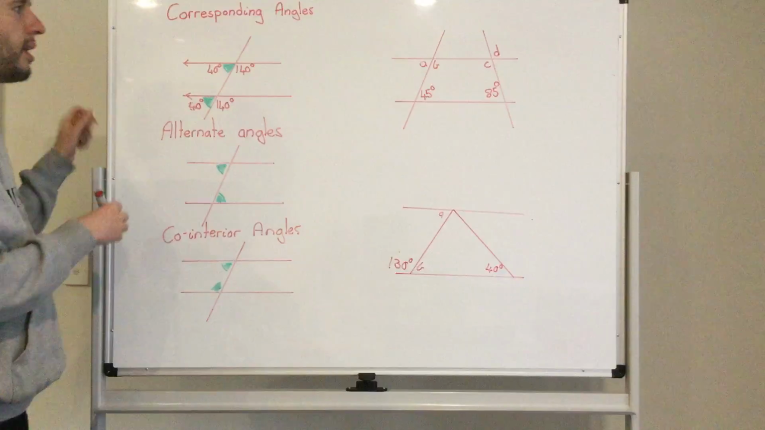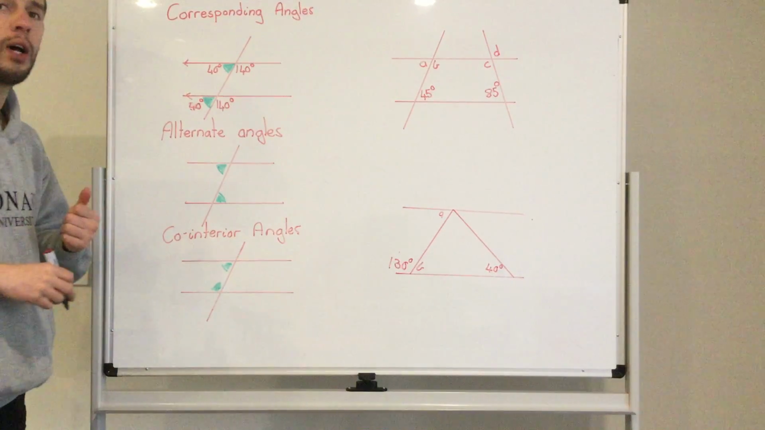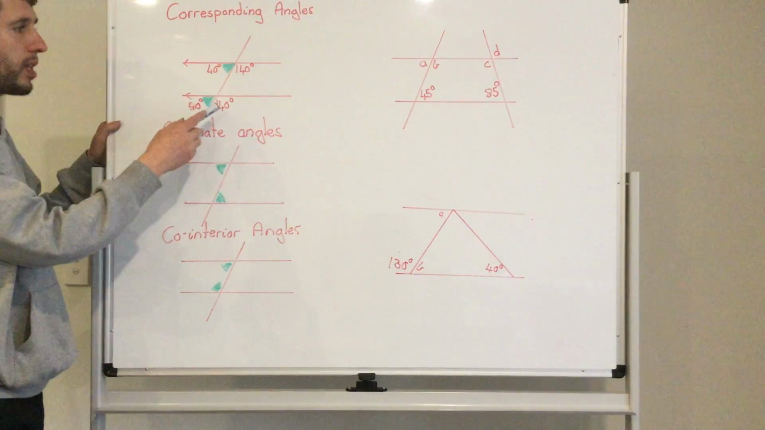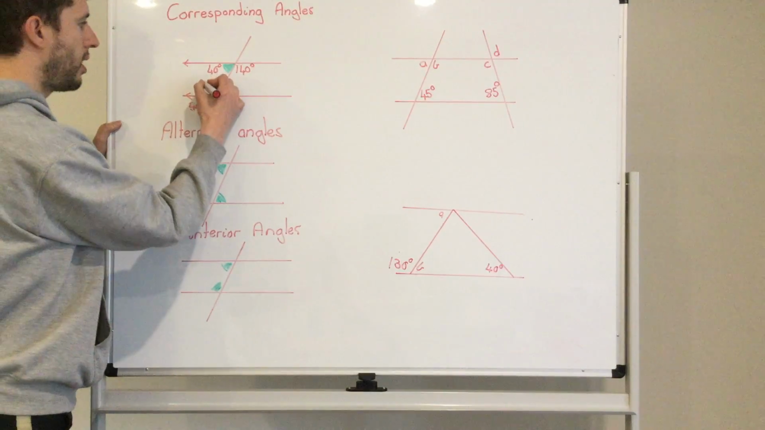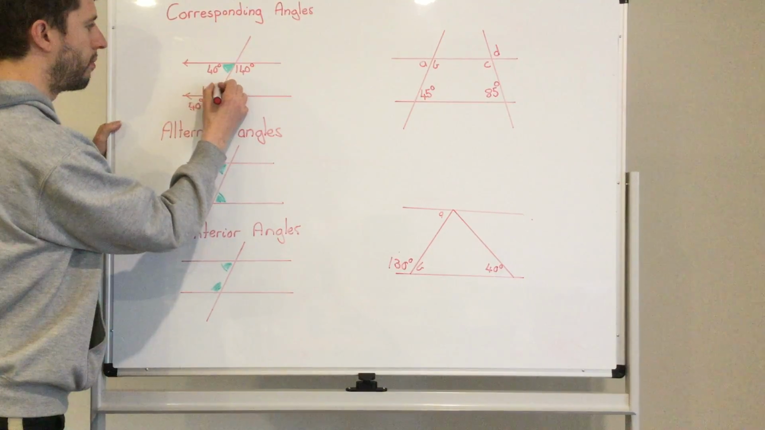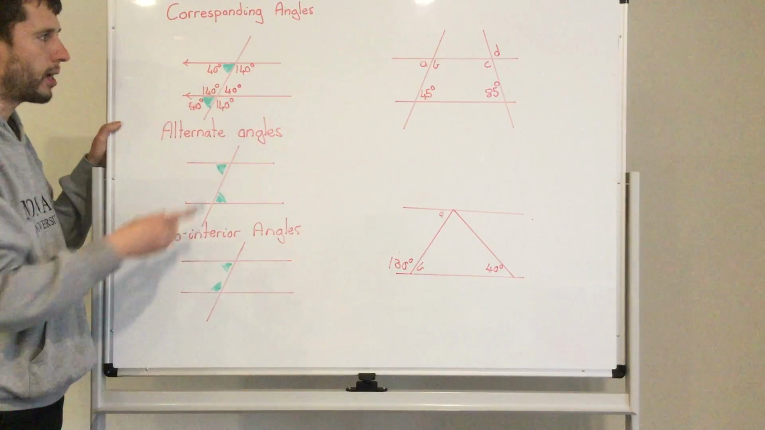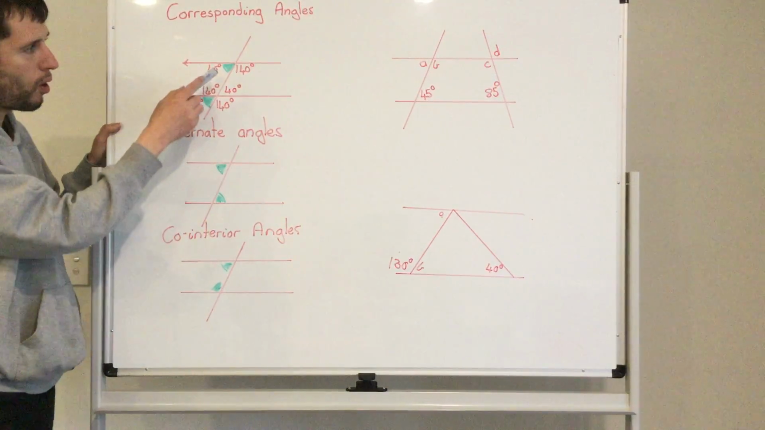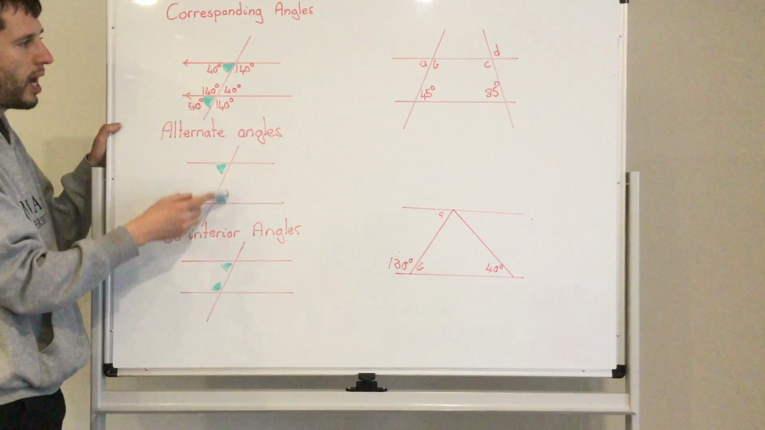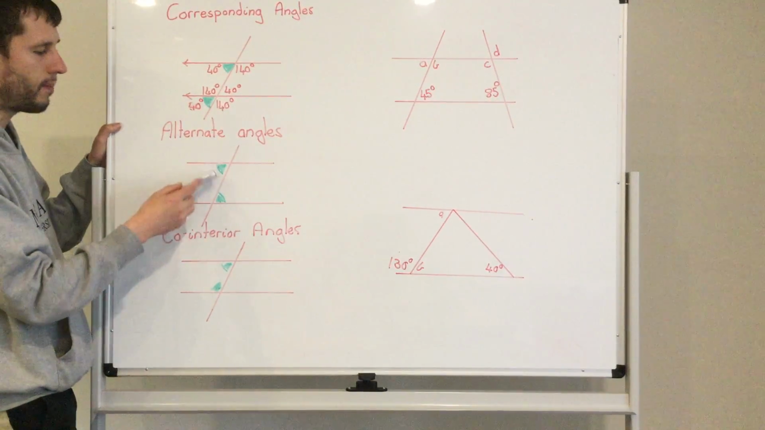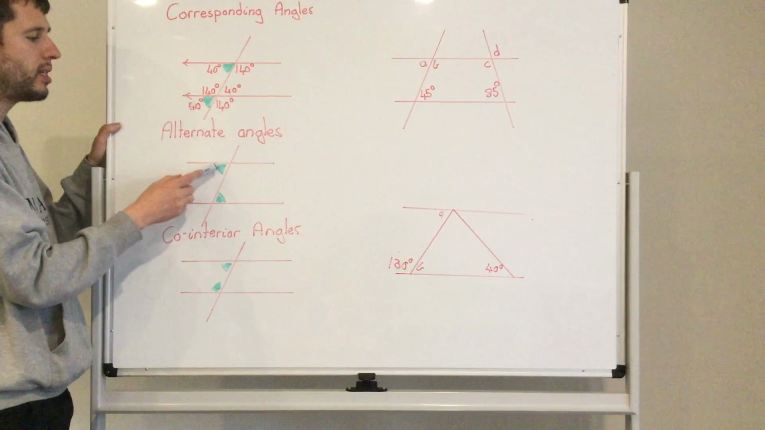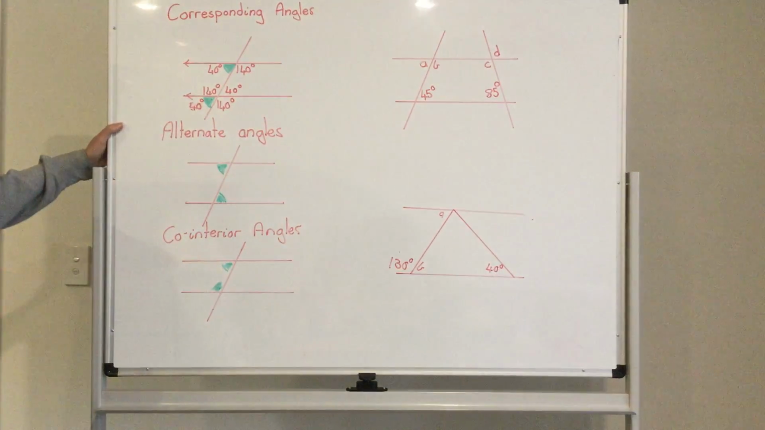Now, if we look at our vertically opposite angle, if this is 140, this is 140. If this is 40 degrees, this side here is 40. So we can see straight away that our alternate angles are going to be the same. If this side is 40, this side must also be 40 degrees.